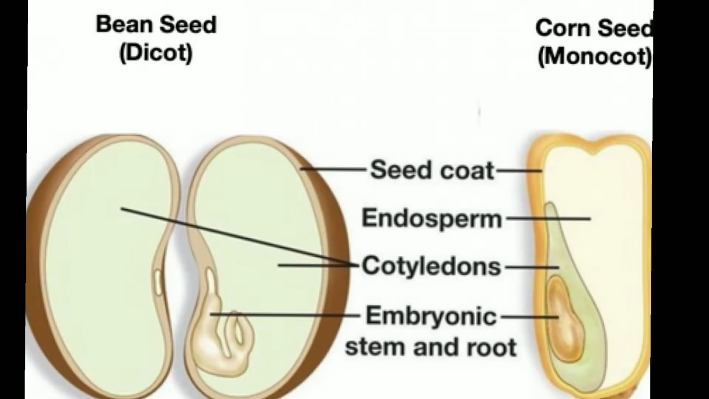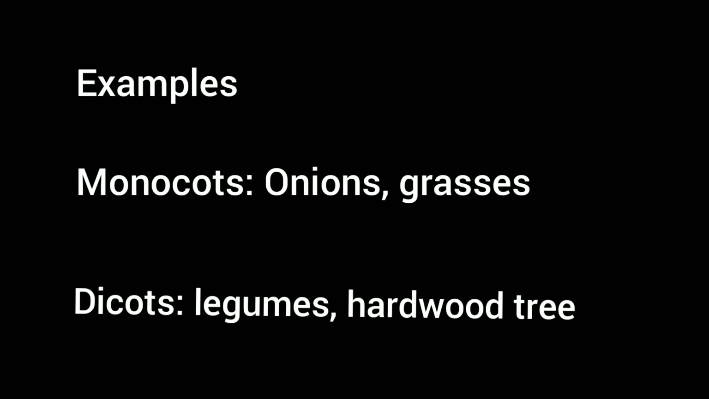Monocotyledons, also called monocots, have seeds that contain only one cotyledon. In contrast, dicotyledons, or dicots, hold two cotyledons in their seeds. Monocot examples include onion and grasses like wheat, rice, and maize. Dicot examples include hardwood trees and legumes like peas, beans, and lentils.